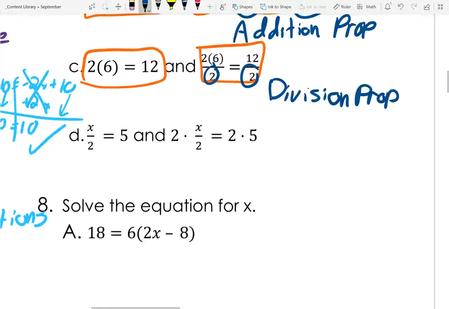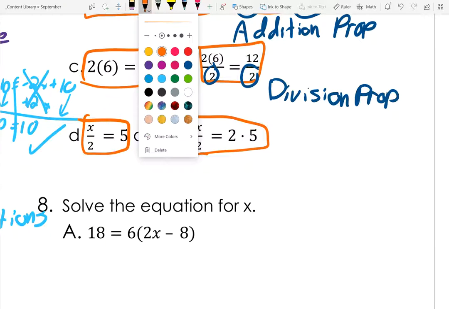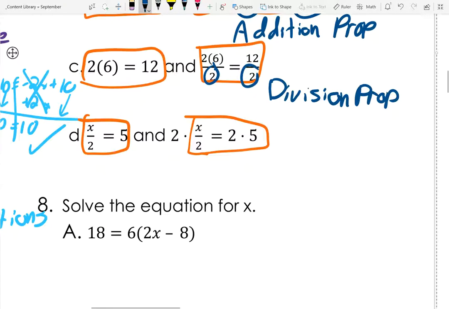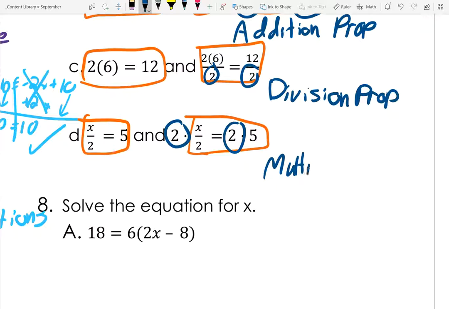And then our last one, we see that both sides have x divided by 2 equal to 5, and here that's x divided by 2 equal to 5. But notice this one is multiplying by 5 on both sides. Or I'm sorry, multiplying by 2. The 5 was already there. Multiplying by 2, multiplying by 2. So since they're multiplying, that's the multiplication property of equality.